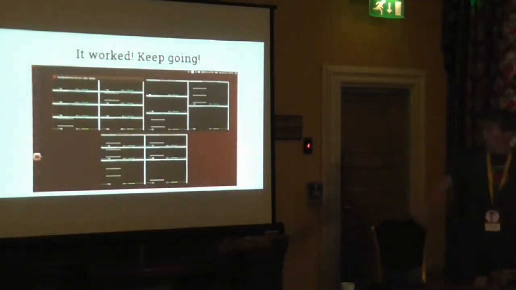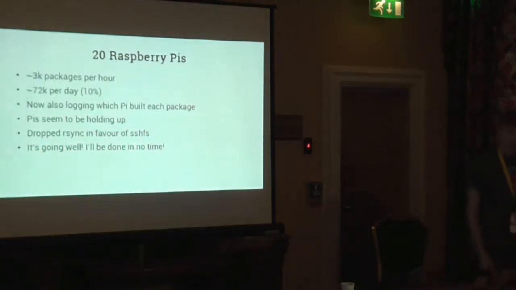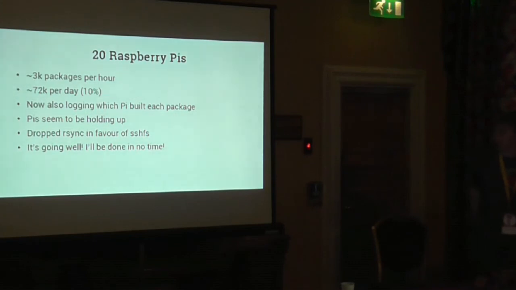And it works, and I'm firing them up. I got all the way up to 20 Raspberry Pis, so 19 builders and 1 master. And then it was working happily. I was getting through about 3,000 packages an hour and 72,000 a day, which is about 10% of the whole lot, which meant that I could kind of see this being done in no time. It was going to take about 10 days.